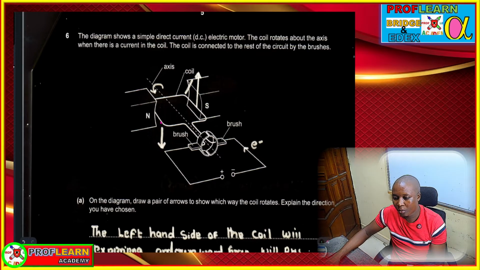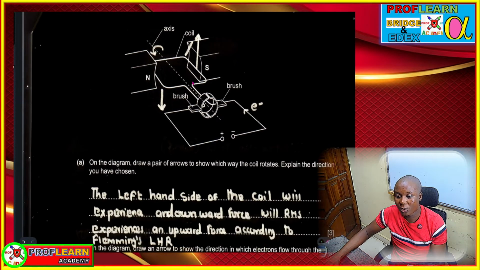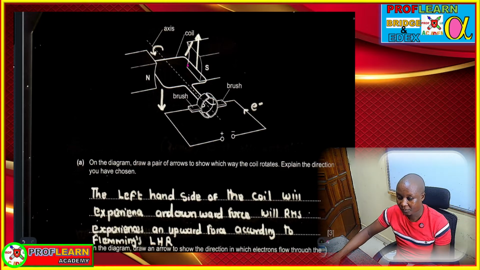So if you use Fleming's left-hand rule, this part is going to experience a downward force and the other end is going to experience an upward force. So in that way the coil is going to rotate in the anti-clockwise direction.